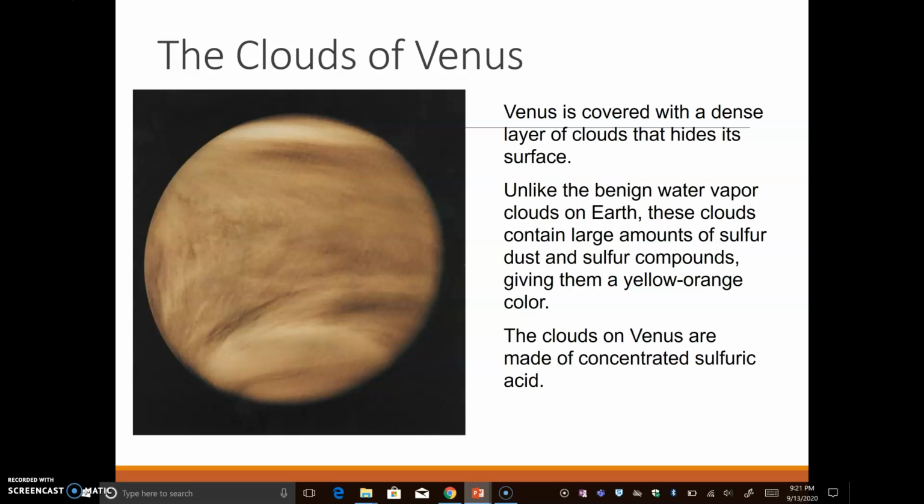So the clouds of Venus: it's covered in a very dense layer of cloud that actually hides the surface of Venus. Unlike benign water vapor clouds on Earth, these clouds contain large amounts of sulfur dust and sulfur components, giving it that yellowy orange color. This sulfur makes it a very uninhabitable world, as does the really high CO2 concentration that we're going to see here. These clouds are made of concentrated sulfuric acid, which is a pretty dangerous acid.